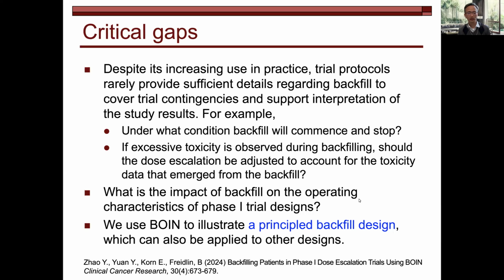And here, I'm going to use BOIN as an example to illustrate principled backfill design. The basic principle, design, and statistical methods do not totally depend on BOIN, and can be applied to other designs. For example, the keyboard design or the mTPI-2 design.